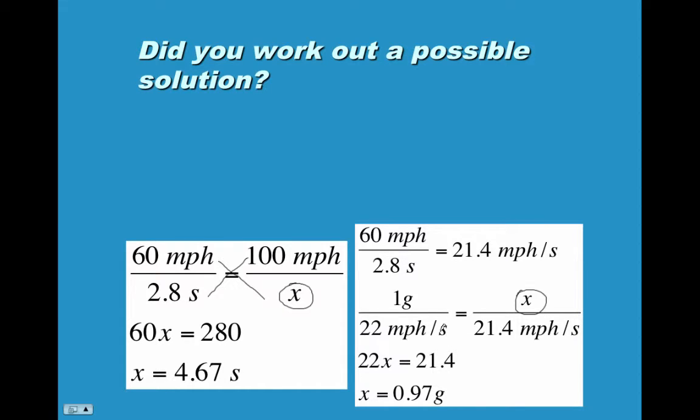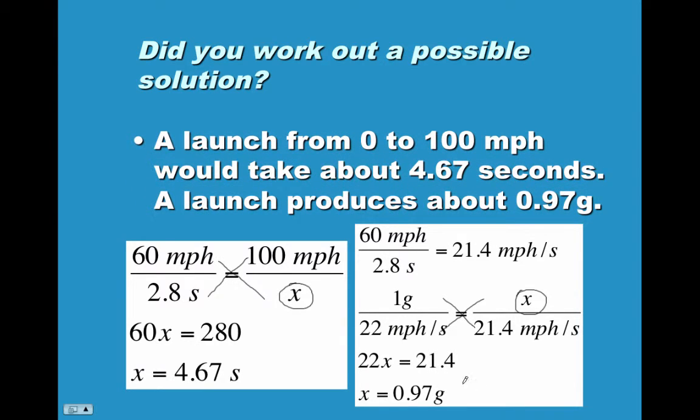So using cross products, 22 times x is equal to 1 times 21.4. So 22x is equal to 21.4. Dividing both sides by 22, I get x is equal to 0.97 g. So our estimate would be about correct, a little less than 1 g of force.